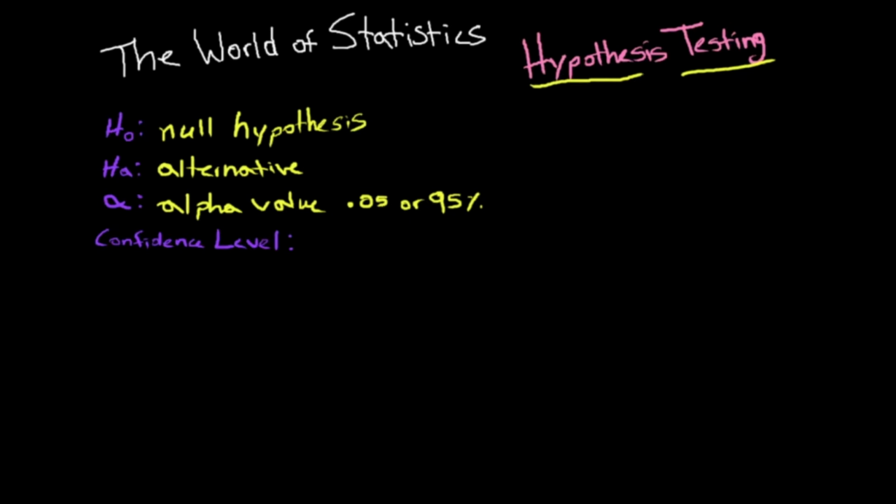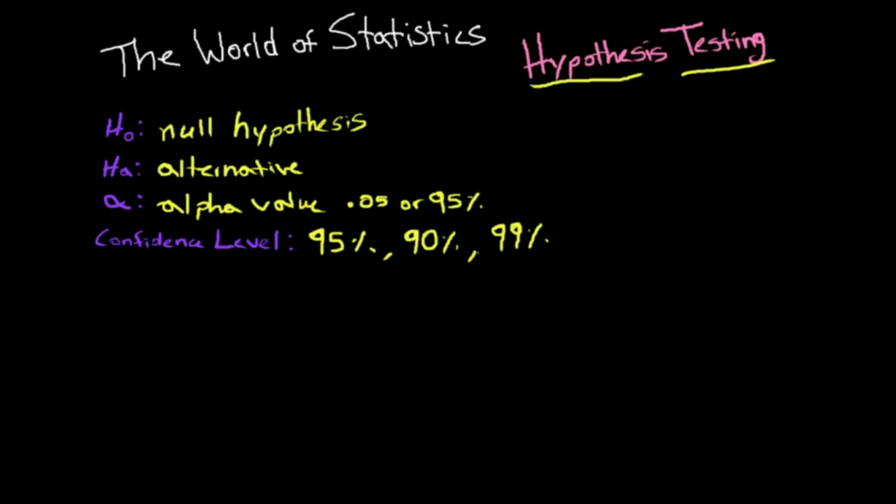Then we have our confidence level. Confidence levels are what the true mean falls between. We have a few different ones. You have, again, your 95% confidence interval. You might see a 90% confidence interval. You might even see a 99% confidence interval. So those are some of the common ones that appear while working with hypothesis testing.